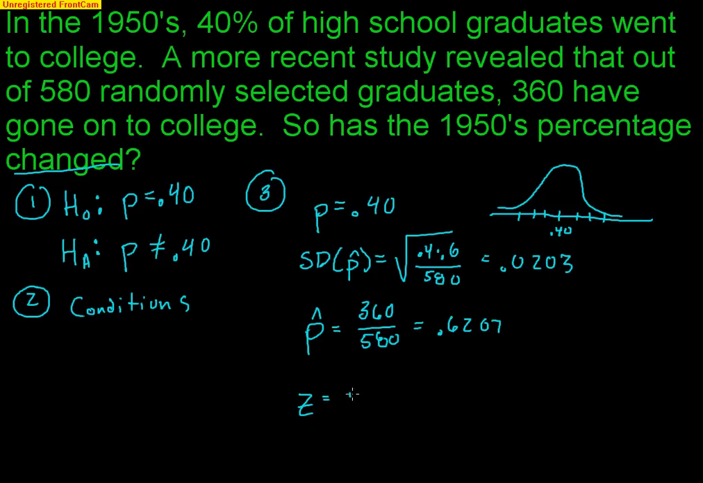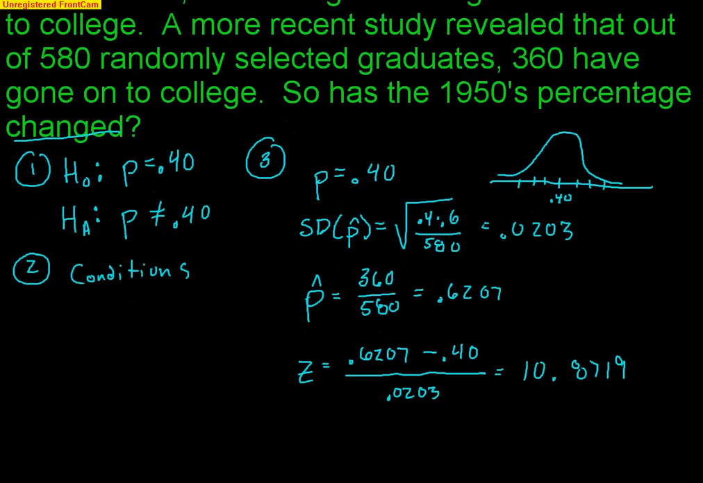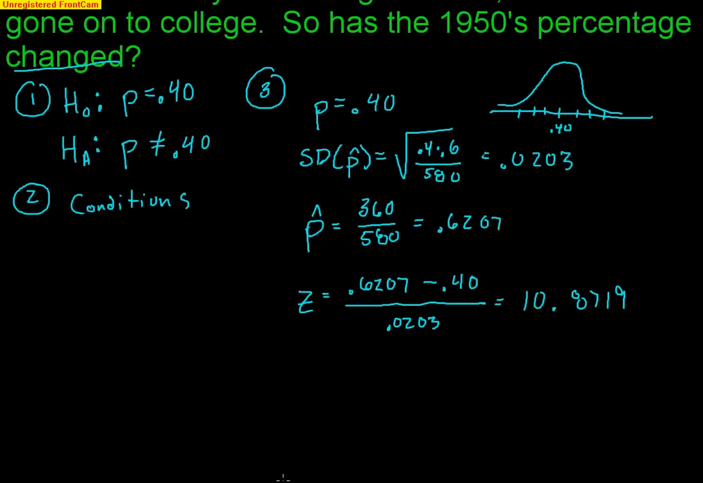Well, to do that, let's find the z-score. Here's the observed statistic, 0.6207, minus the 40% I was expecting to see, that I thought was true from back in the 1950s, divided by 0.0203. And this is the kicker, I get a z-score of 10.8719. I'm pretty sure everyone would agree that that is rare, that is special, that is significantly high, right? Now, I still need to calculate that p-value, even though we all hopefully know the answer. The p-value is going to be looking higher than this.